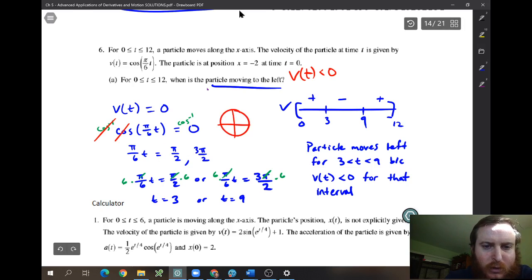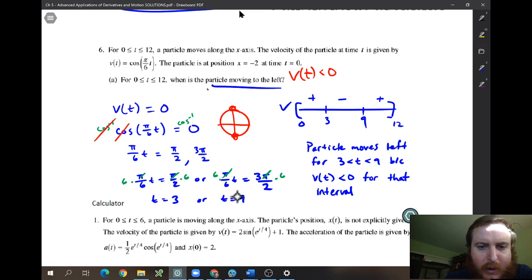You can look at your unit circle. Those are when cosine is 0. So we want to basically kind of write these separately. Pi over 6t equals pi over 2, or pi over 6t equals 3 pi over 2. The pi's will cancel out, and we can multiply both sides by 6. We'll get t equals 3 or 9.